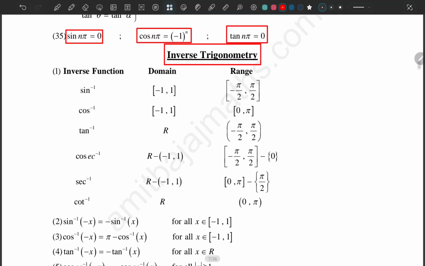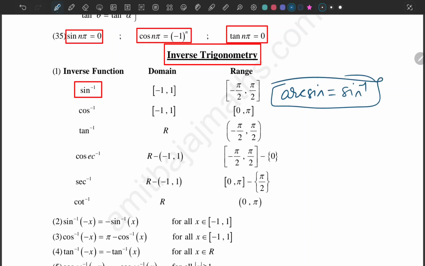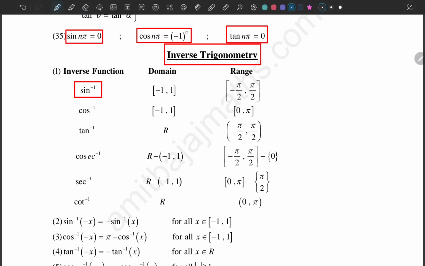Okay, so arc sine, well, arc sine is also sine inverse. So maybe if I'm just pronouncing it arc sine, don't get confused like that. Okay, so arc sine, the domain of this is this, and the range is from negative pi over 2 to pi over 2.